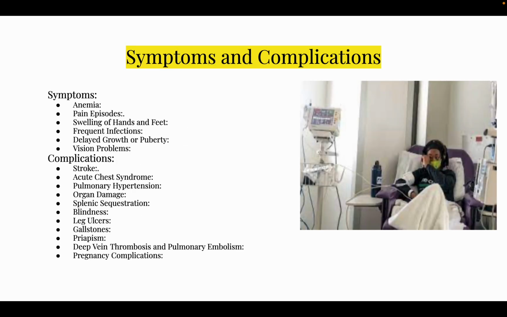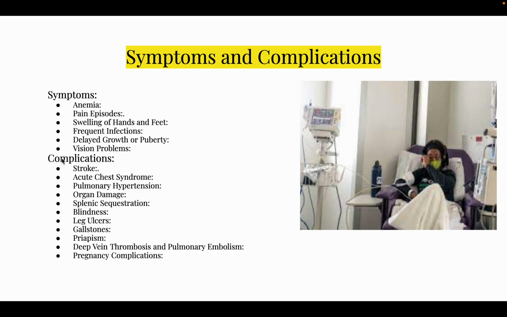Symptoms and complications. We have anemia. Due to the rapid breakdown, sickle cells lead to a shortage of red blood cells, causing fatigue. There are pain episodes, also known as pain crisis. These occur when sickle cells block blood flow, leading to extreme pain. Swelling of hands and feet results from blood circulation blockage. Frequent infections: the vulnerability is due to spleen damage. Delayed growth and puberty are caused by a shortage of healthy red blood cells. They have vision problems. Sickle cells can block blood vessels that supply the eye, damaging the retina.